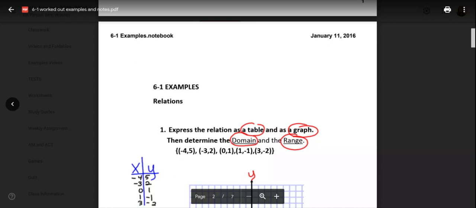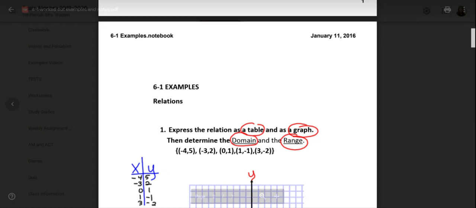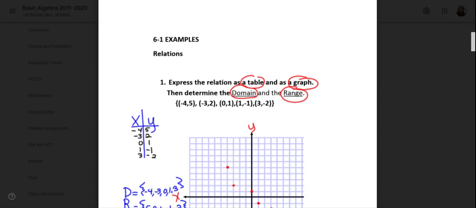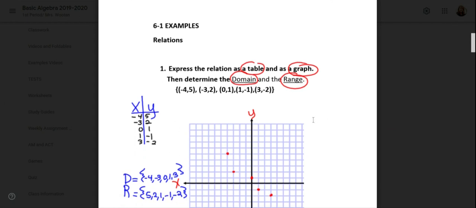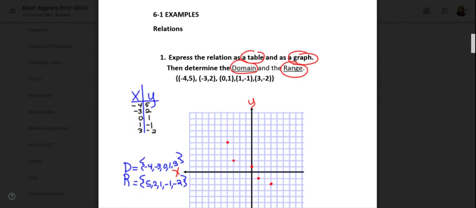6-1 examples. We're going to express a relation as a table and as a graph. From the video from last night, you learned that a relation is a set of ordered pairs. The first number in the ordered pair represents the x value, or the input, and the second number in the ordered pair represents the y value, or the output. The domain is the set of all x coordinates from least to greatest.